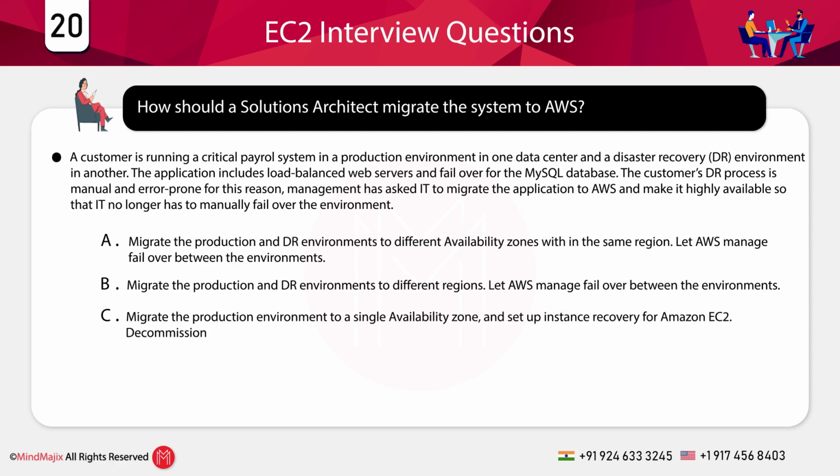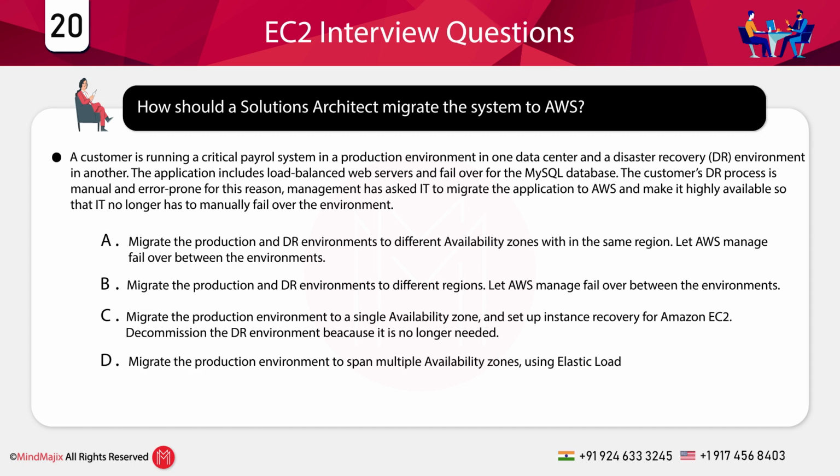Okay, so I'll not read the whole option. Migrate the production environment and span it across multiple availability zones using an elastic load balancer and multi-AZ Amazon RDS. Decommission the DR environment because it's no longer needed. Now if you see, till now A was my option. Now D makes more sense because D is explaining more.